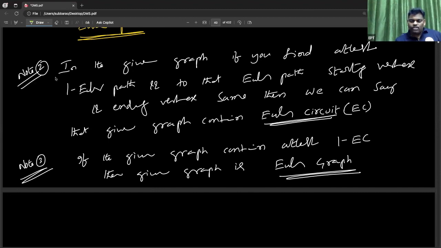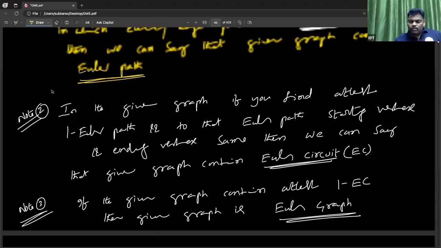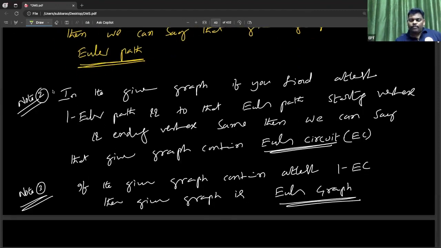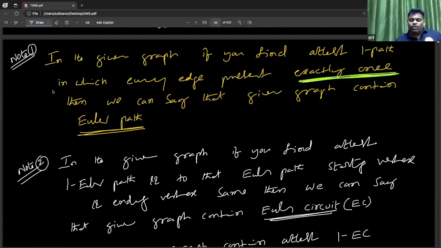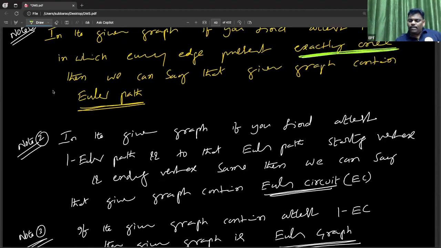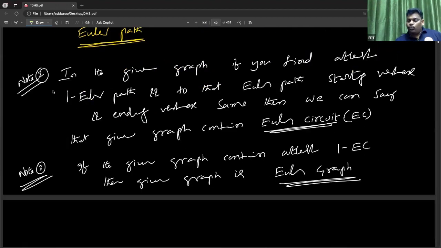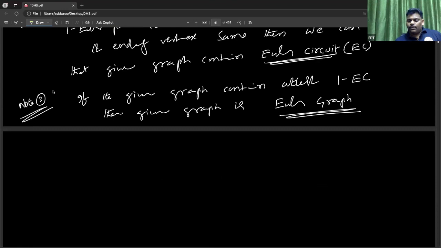Fine. These 1, 2, 3 are important. Remember, 1, 2, 3 are important. No need to bother about anything else about the path. In some classes, without the path definition also, I will directly start with these. Please be careful. What is the Euler path definition? What is the Euler circuit definition? If an Euler circuit is there, the given graph is an Euler graph.